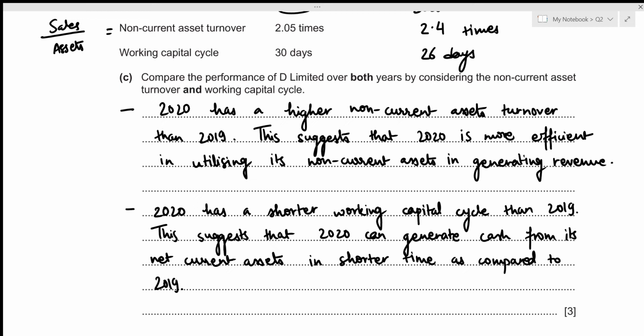So in conclusion, what we can say is that in terms of non-current assets turnover and working capital cycle, the performance in 2020 is way better than that of 2019. Let's write it down.